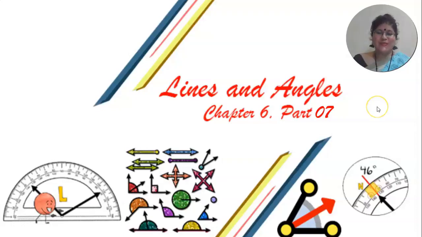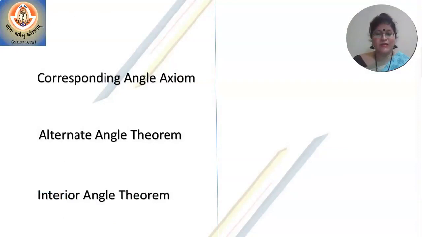Hello students, in this video lesson pertaining to lines and angles chapter 6 part 7 we will be discussing the converse of certain theorems that we learned in the earlier video lesson. I want you to have a look at it. Now in the earlier video lesson we discussed corresponding angle axiom, alternate angle theorem and interior angle theorem.